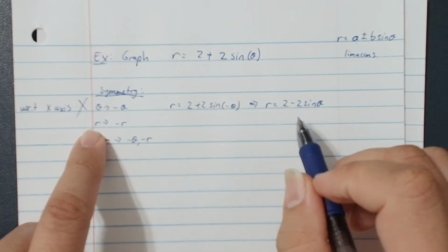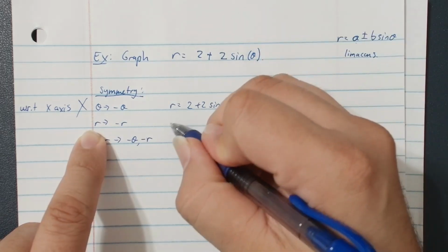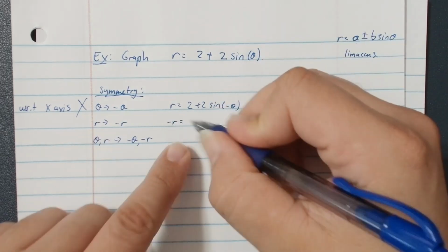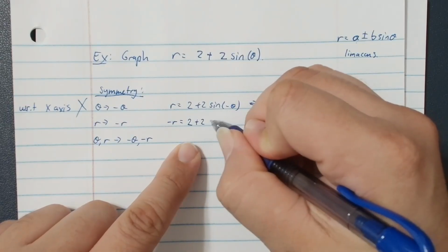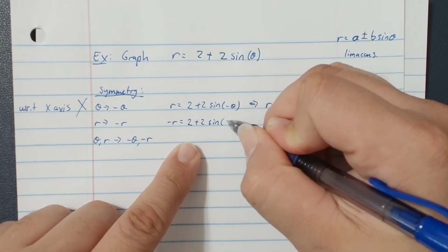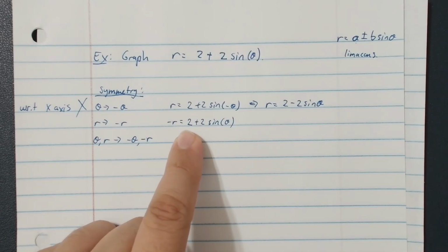Okay. If we replace r with minus r, that's going to give me negative r equals 2 plus 2 sine of theta. Here our r stays exactly as it is. Our theta stays exactly as it is. So here we would have, well, nothing changes, right?